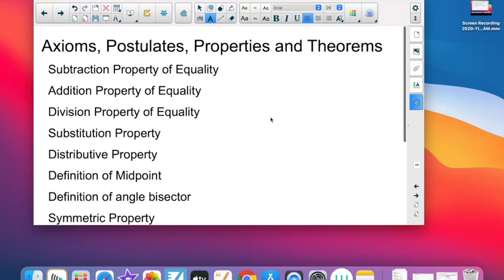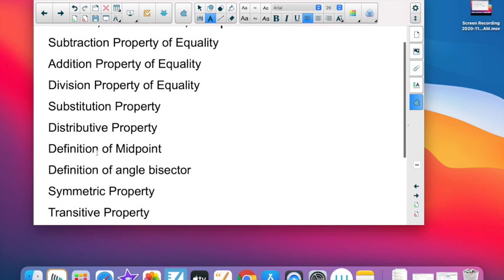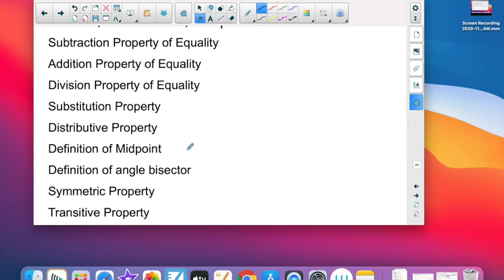So here we go. To even get it started: axioms, postulates, properties, and theorems. These are the things that we know, that we've seen and used, or started to see and use, and starting to understand. Subtraction property of equality, addition property of equality, division property of equality, substitution property, distributive property, definition of a midpoint. Now this one here, pretty much if we have a couple points, and we've seen this before as far as midpoint goes.